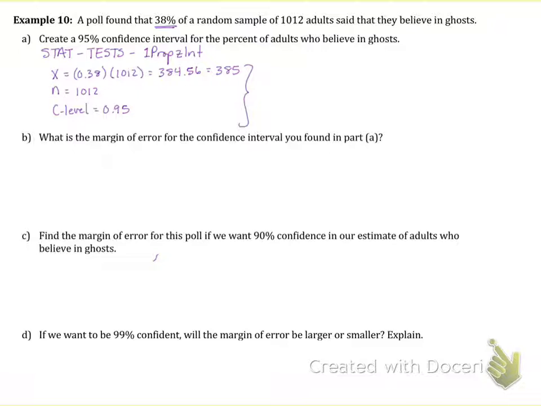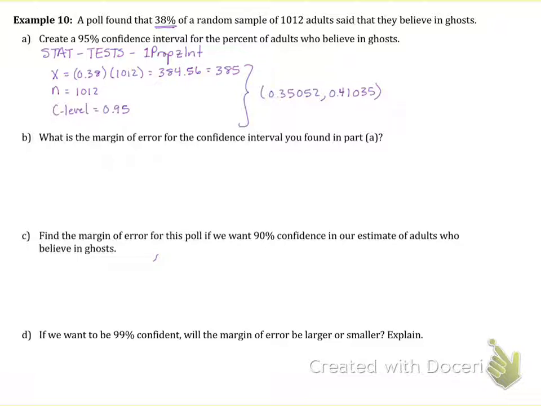And the output for this is going to be 0.35052 and 0.41035. So we are 95% confident that between 35% and 41% of adults believe in ghosts.